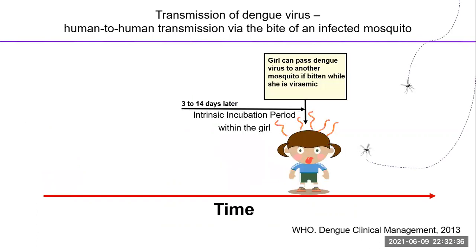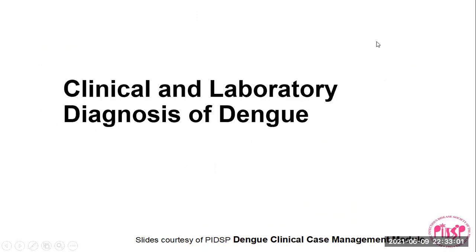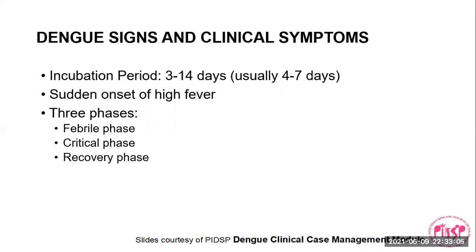And then after 3 to 14 days of the incubation period within the patient, the patient can now be viremic because she can pass the dengue virus to another mosquito if she is bitten during this time that she is viremic or febrile. So other modes of transmission could be blood-borne transmission or via mother to fetus, but these are rare occurrences. So what is the clinical and the laboratory diagnosis of dengue?